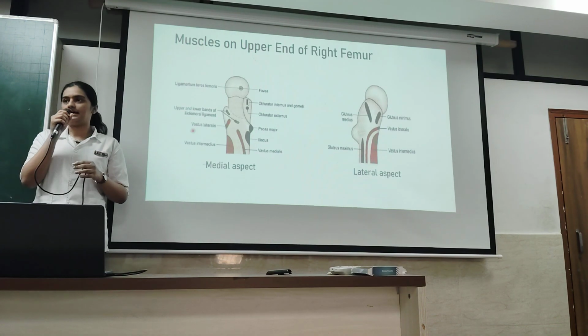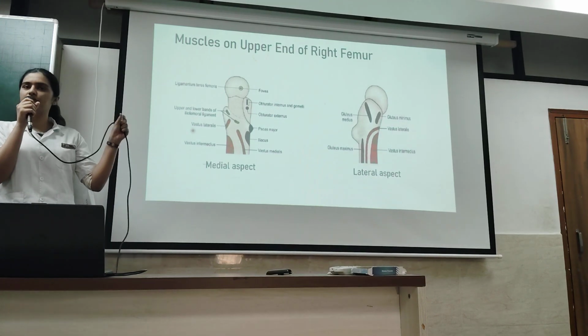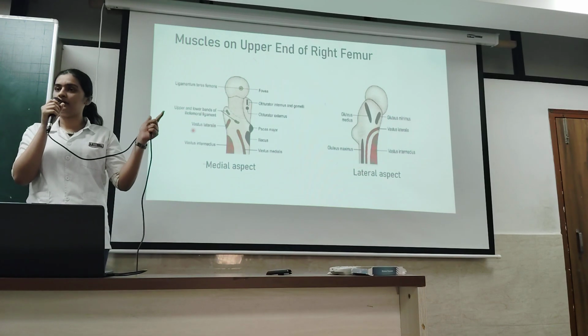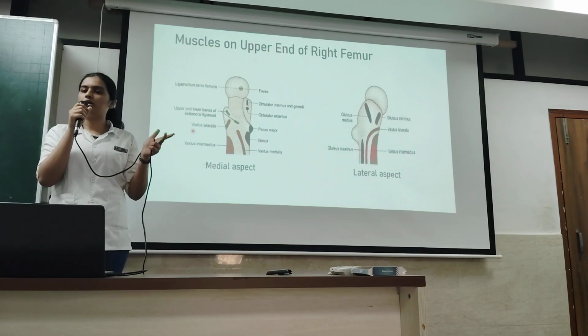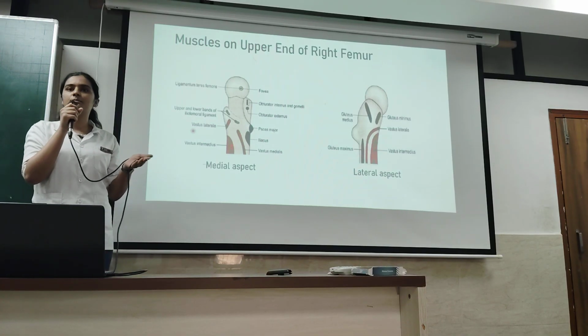For better understanding, we can divide the muscles attached to the femur into three parts. Firstly, muscles attached to the upper end. Second, muscles attached to the shaft. And thirdly, muscles attached to the lower end. Talking about the upper end, it is subdivided.